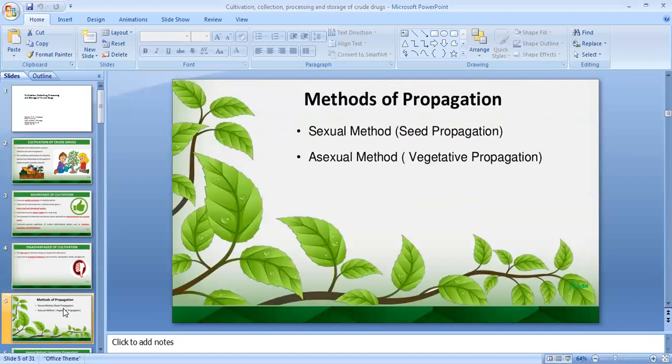We have finished cultivation of drugs, advantages and disadvantages of cultivation, and the next point is the methods of propagation. There are two main methods of propagation. The first one is the sexual method, also known as seed propagation method, and the second method is the asexual method, also known as vegetative propagation method.